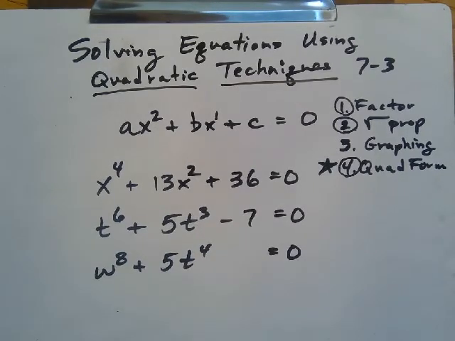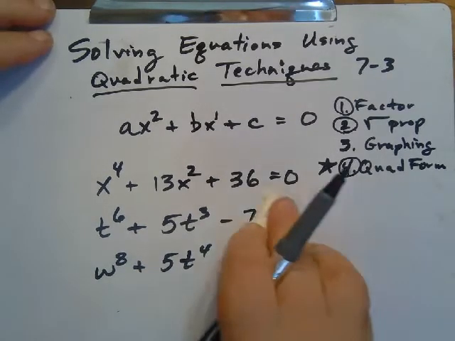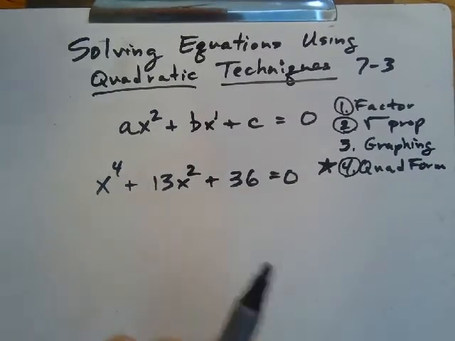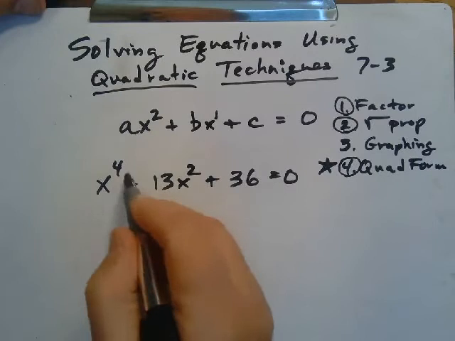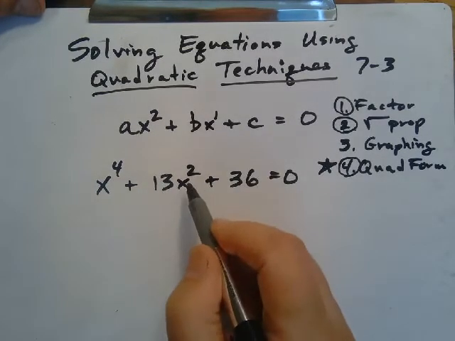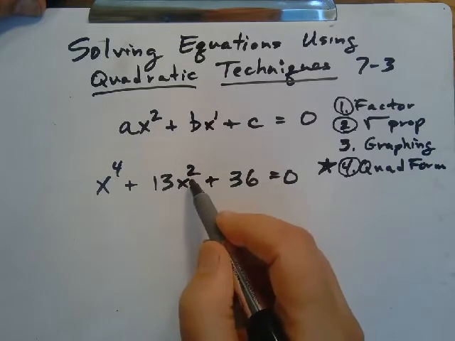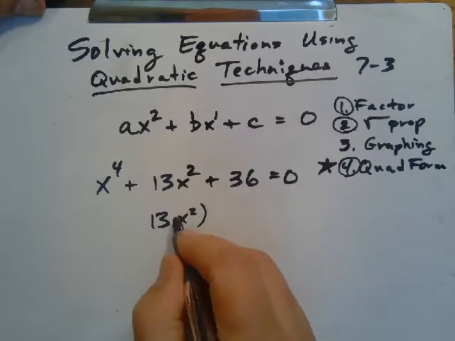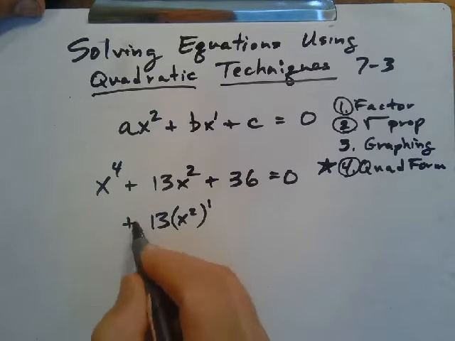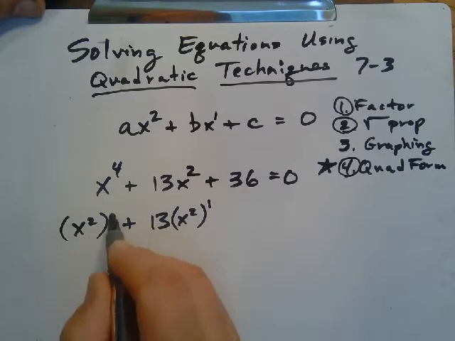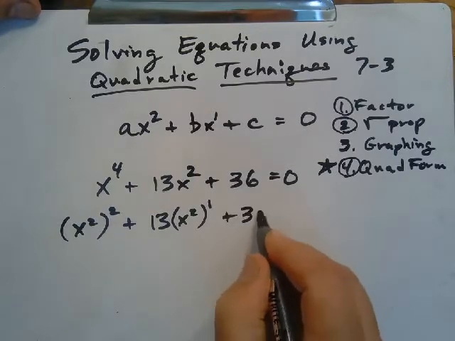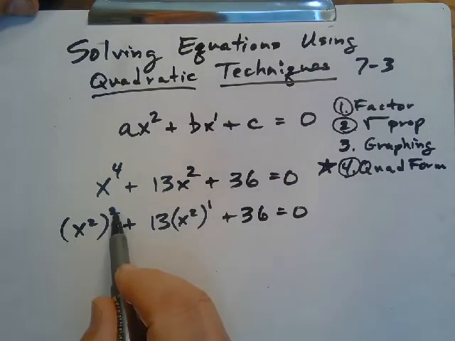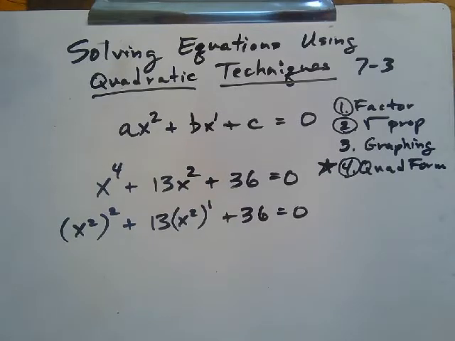Now I'm going to show you 2 ways to do this. The book focuses on one way, and I like a different way, and I'm going to show you both. Let's start with the first one here. What the book typically does is rewrite this so that the middle term is separated, calling it 13 times (x squared) to the first, and up here calling this (x squared) squared. Notice that the exponents now are 2 and 1 here, and they would solve this by factoring.